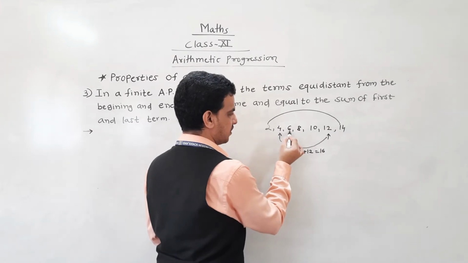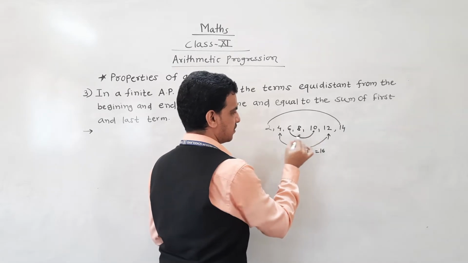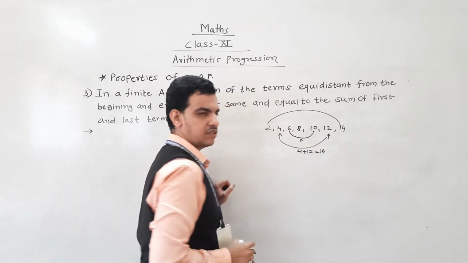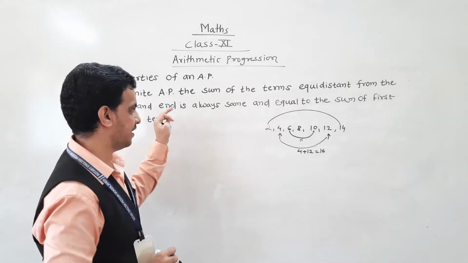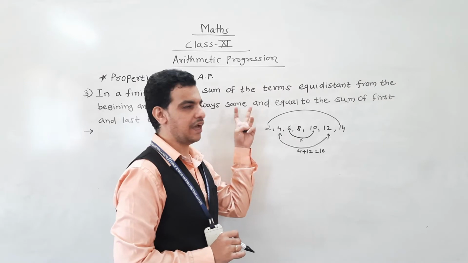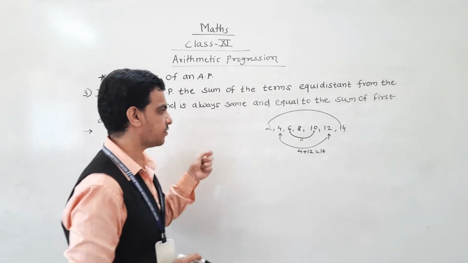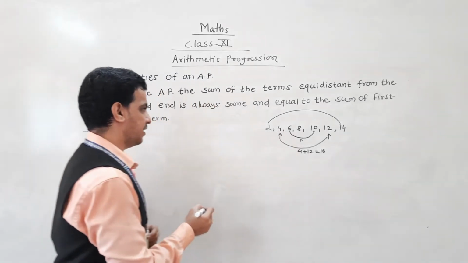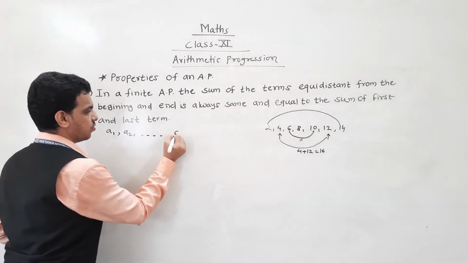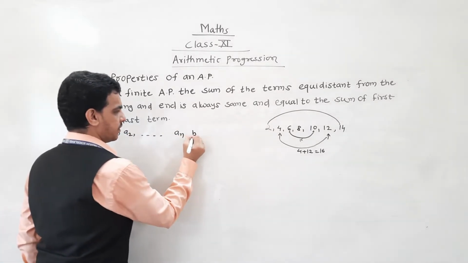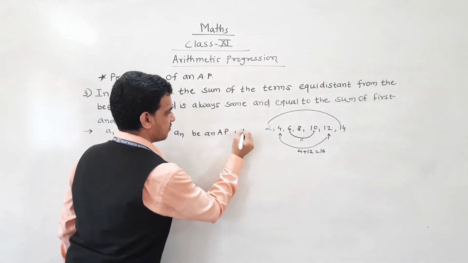Similarly, if I take the third term from the beginning and the third term from the end, the sum is 16. So the sum of the terms equidistant from the beginning and end is always the same and equal to the sum of the first and last term. Now we have to generalize this. A1, A2 up to AN is an AP with common difference D.